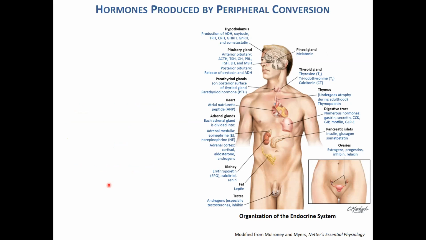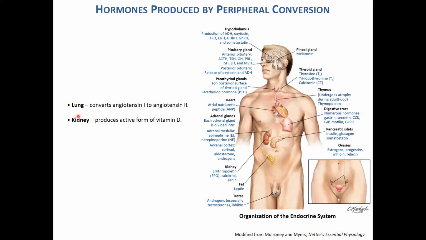Now, some hormones are not secreted as an active compound. They need to be processed by peripheral tissues into the active compound, and let's see some of the important ones. So we have the lung. This is important in converting angiotensin 1 to angiotensin 2. We're going to cover that in more detail when we cover the adrenal gland.